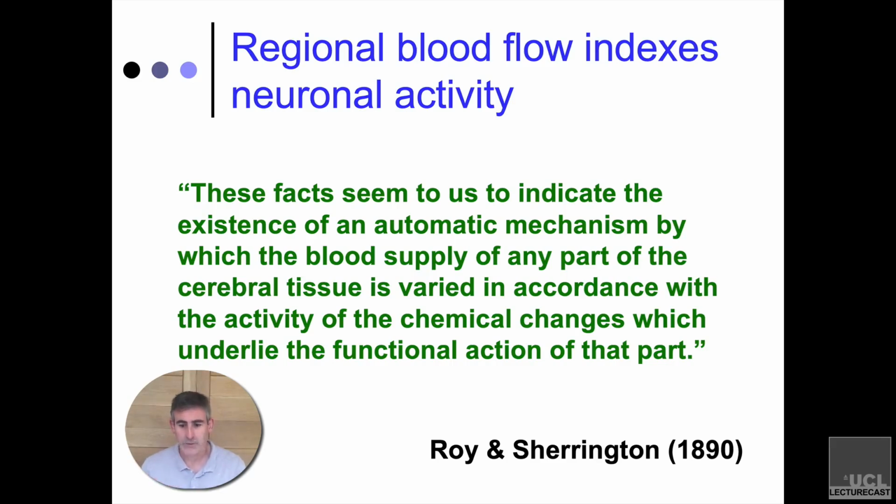So Roy and Sherrington said, these facts seem to us to indicate the existence of an autonomic mechanism by which the blood supply in any part of the cerebral tissue is varied in accordance with the activity of the chemical changes which underlie the functional action of that part. It's a mouthful, but this particular observation from 1890 underlies all of the vascular functional neuroimaging techniques. It's true for positron emission tomography, and it's just as true for functional magnetic resonance imaging. And I'm going to talk about that a little bit now.